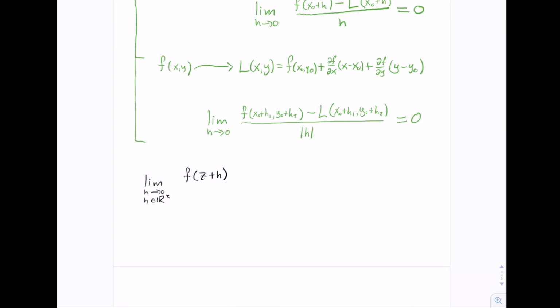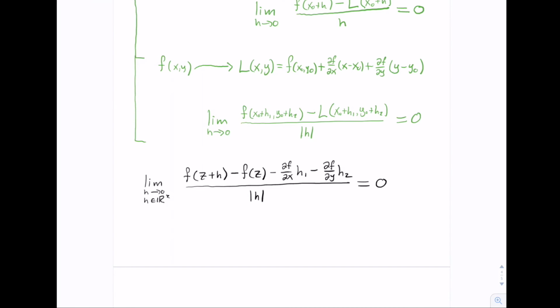So here we're going to be subtracting f evaluated at z, and then we are also going to be subtracting partial f, partial x, times h1 minus partial f, partial y times h2. And then we're going to be dividing by the norm of h. And the statement that this is a good linear approximation is precisely that this limit is going to 0.